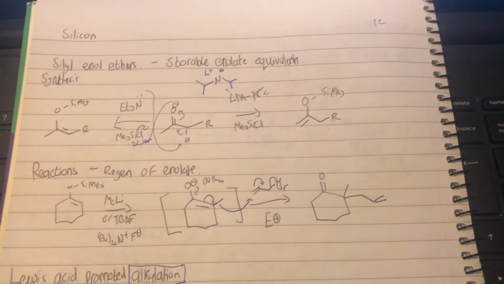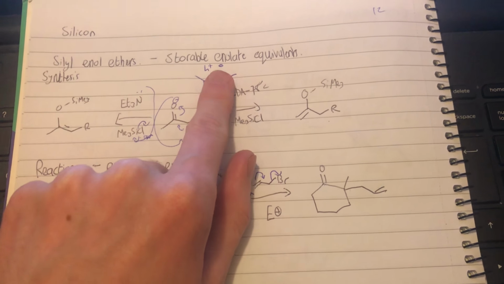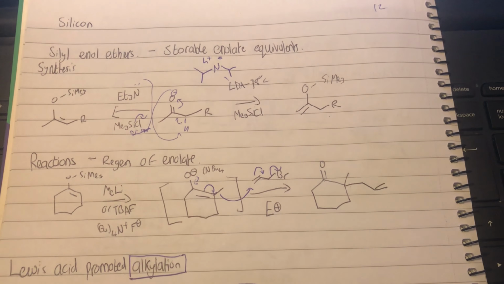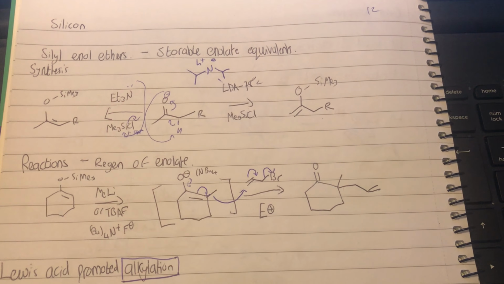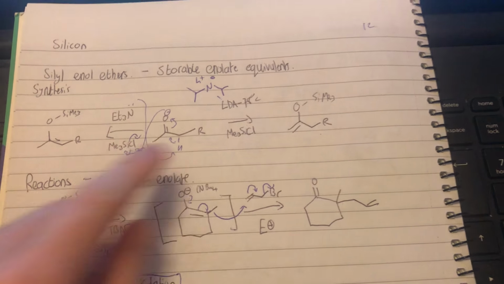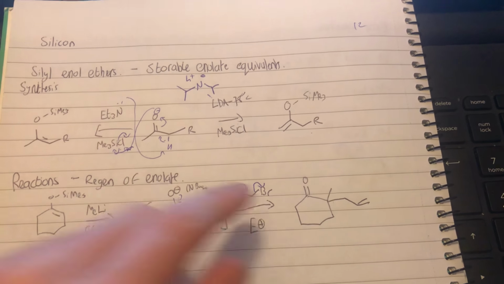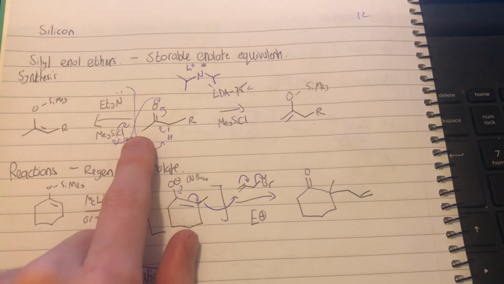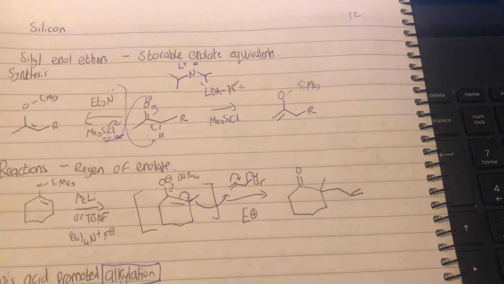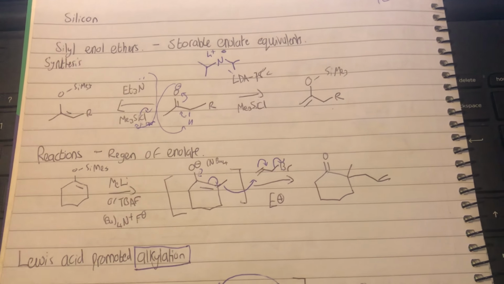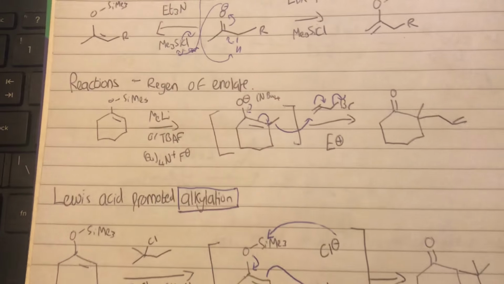The other way we can do it is by using LDA, which also acts as a base. We've got the negative nitrogen, and it does exactly the same thing, apart from this time it takes a hydrogen from there instead. That's pretty much the only difference. So, as I said, there are quite a few reactions for this, so we'll go through them one at a time.